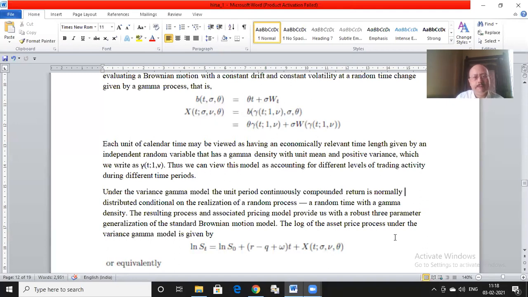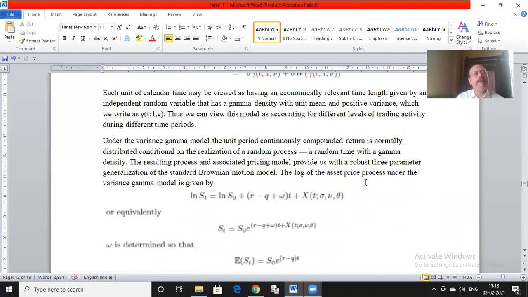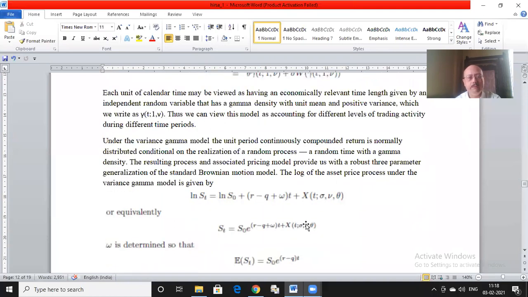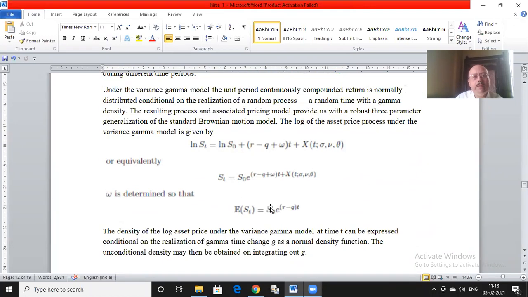So summing up, I say that the log of the asset price, which we typically model under the VG, is given by log ST equal to log S0, which is obviously the time zero value. That's the usual starting point. Plus (r minus q), rate of interest minus dividend, plus omega. Remember, this is our mean correction, which we will evaluate shortly. So this is the trend part. And then the volatility part is directly modeled by this X, or equivalently, I can put everything in the exponential form and say that ST is S0 times e to the power (r minus q plus omega)t plus X.